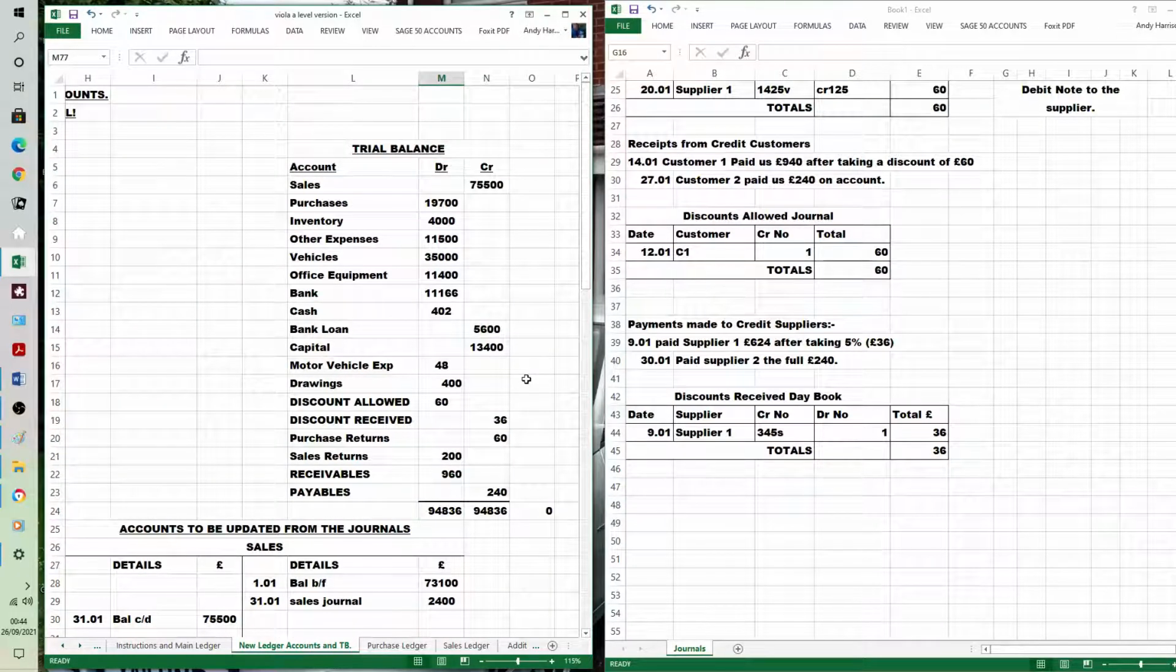So we have invoiced some customers, posted it into the individual accounts as well as the sales and the receivables account, and then we've got some credit purchases, there's some returns in there, discounts, receipts and payments.